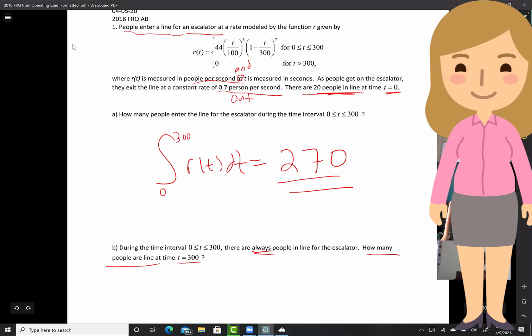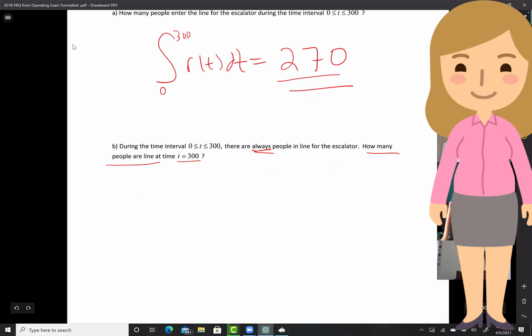And I got to subtract the people who have left the line. Does that make sense to everyone? So I would do it like this. Number of people in line.